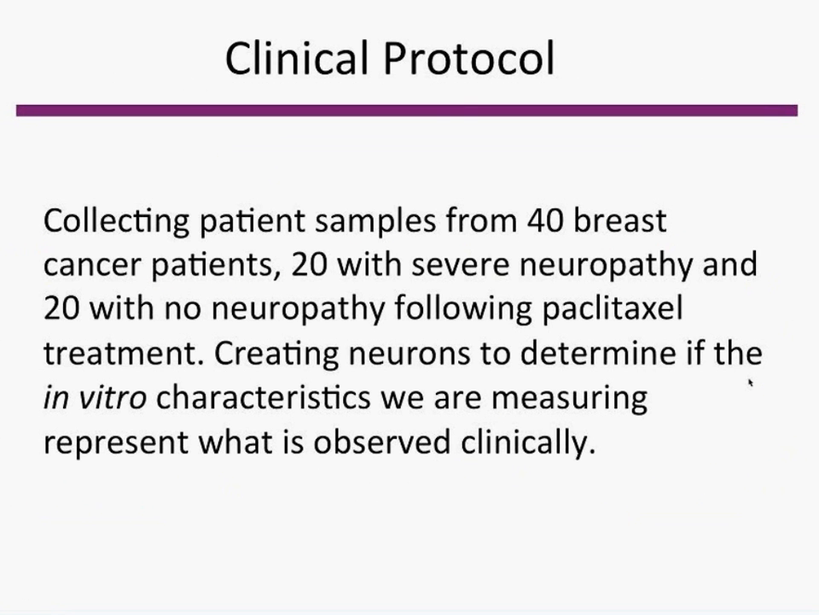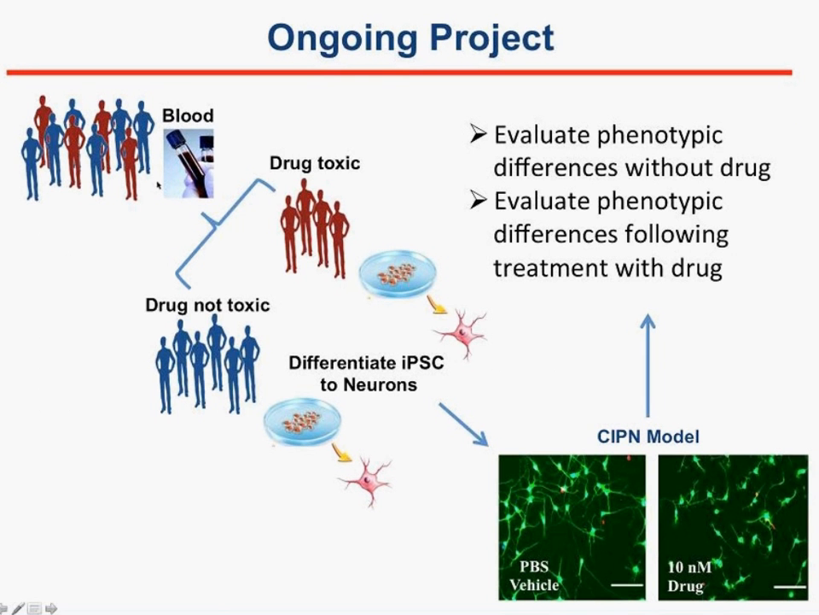We have a clinical protocol, which we're close to completing collection of all of the patient samples now. These are breast cancer patients. 20 have severe neuropathy and 20 have no neuropathy following paclitaxel treatment. And we're creating neurons to determine if the in vitro characteristics that we are measuring represent what we are observing clinically. Several of these patients have very severe motor neuropathy and are in a wheelchair now, and we're trying to determine whether our in vitro measurements recapitulate what's seen clinically. And this is just a depiction, a sort of illustration of what we're doing.